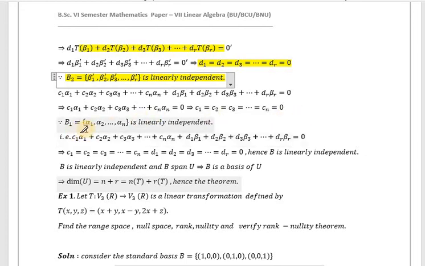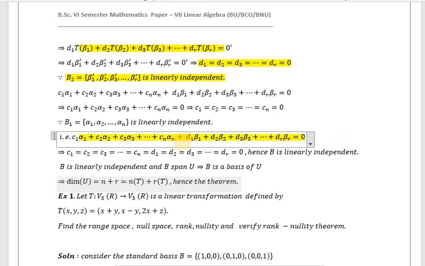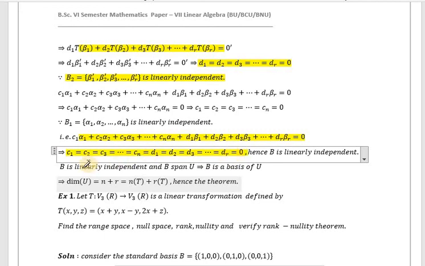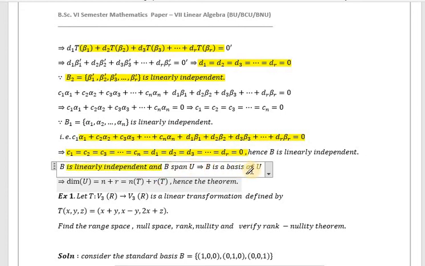Since alpha 1, alpha 2 and so on up to alpha n is a linearly independent set, its combination being equal to 0 implies all constants are zeros. That is, C1 alpha 1 plus C2 alpha 2 plus C3 alpha 3 and so on up to Cn alpha n, plus D1 beta 1 plus D2 beta 2 plus and so on up to Dr beta r is equal to 0. Further, this implies that all constants are zeros. Hence, B is linearly independent and B spans U. Hence, these two conditions are satisfied, so B is a basis of U.